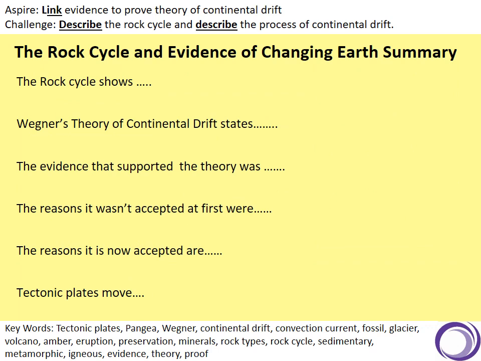So through the rest of the video, you will need to record some information about the key ideas that are going to be introduced to you in this lesson. Again, as I've done in previous lessons, I've given you some sentence starters, and I will give you prompts throughout the video to allow you to record that information. The first one we're going to look at is the one about the rock cycle.